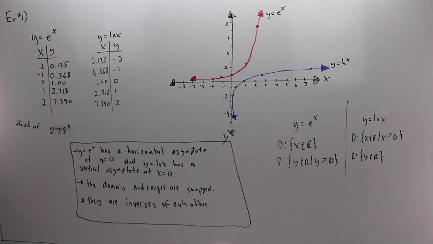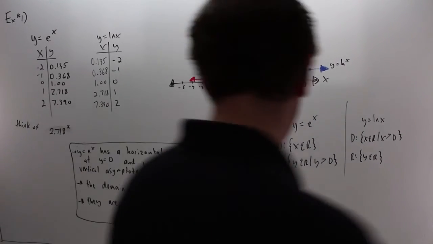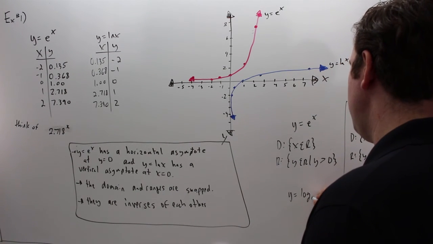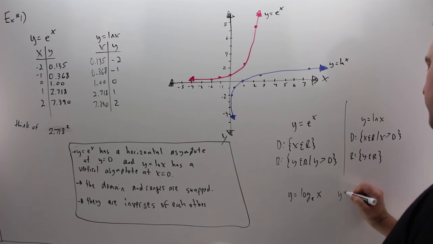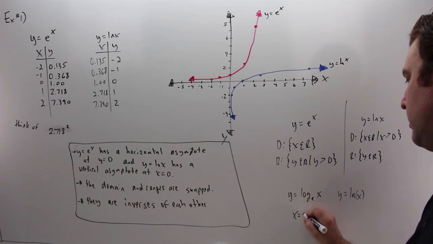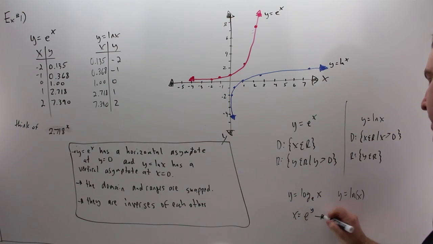So hopefully you get the idea. It's not really a huge thing, it's just to give you a basic understanding of how e and ln relate. And really the big key takeaway here is that y equals log base e of x is the same thing as y equals ln x. So that's why they're inverses, because if you think about this function here, this means that x equals e to the y. The inverse of that is that y equals e to the x. That's the key takeaway there.